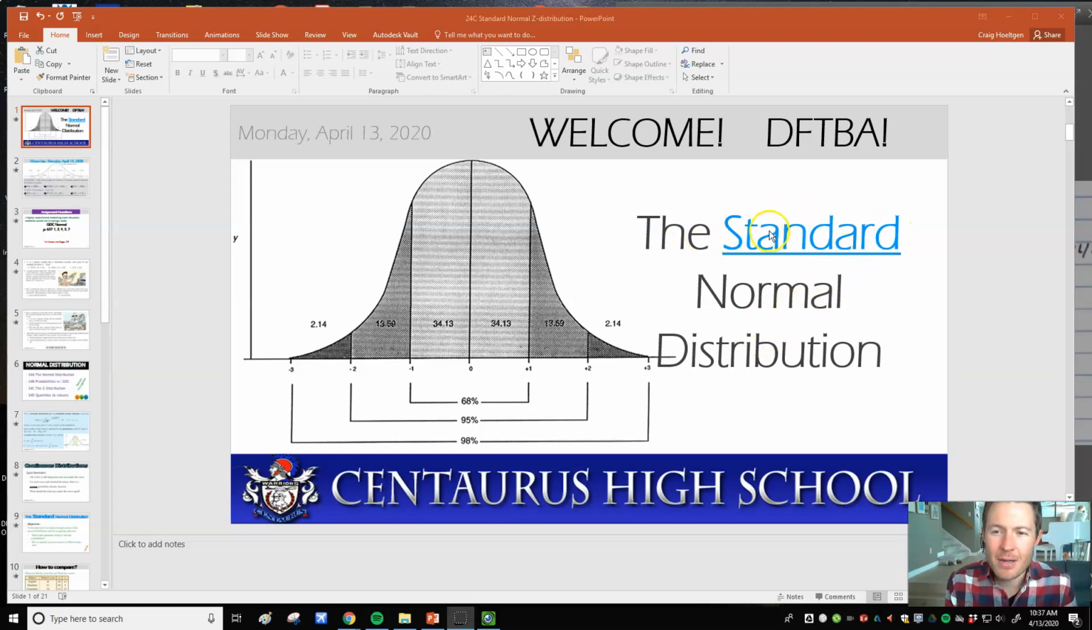All right, this is called the standard normal. Last time we were looking at the normal distribution. This is the standard normal. I would include that title and really emphasize the word standard. We're standardizing some stuff to help comparisons.